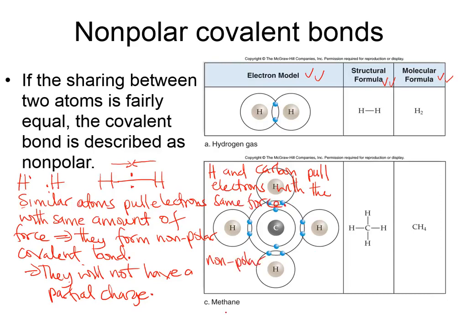So if you see a chemical bond between carbon and hydrogen, that compound is non-polar because hydrogen and carbon pull electrons with the same force. So the electron will be in between the two. This one is a model representation. This one is a structural formula. This one is a molecular formula.